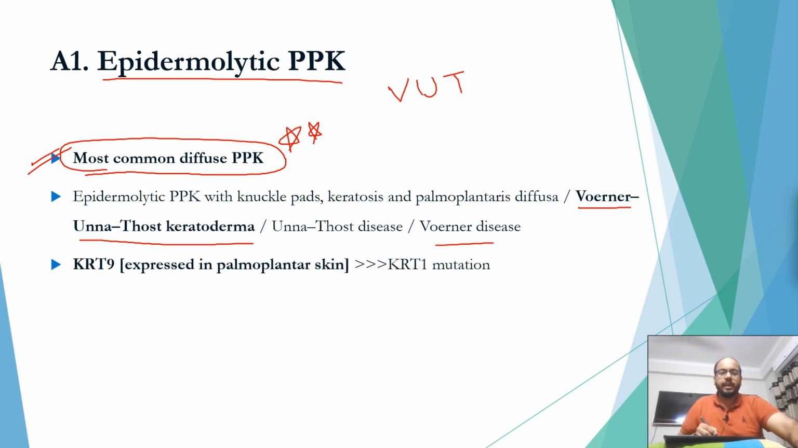keratoderma. The mutation lies in keratin 9, and keratin 9 is expressed only, or majorly, in the palmoplantar skin. So I would suggest you go back and see our lecture on keratinization to understand that in every different type of tissue, you have different types of keratin expression. Since keratin 9 is majorly seen over palms and soles, when keratin 9 is mutated, you have epidermolytic palmoplantar keratoderma. Some mutations were also found in keratin 1, but the major mutation is seen in keratin 9. Okay, let's move forward.